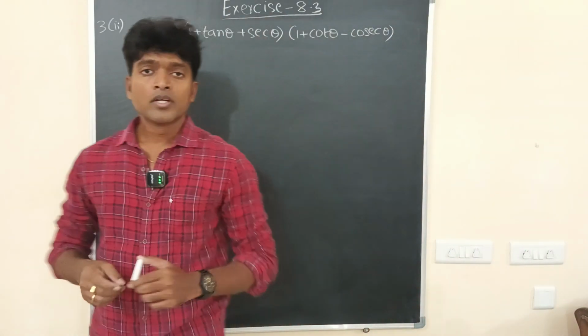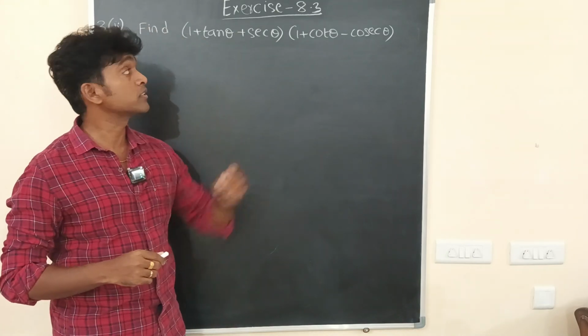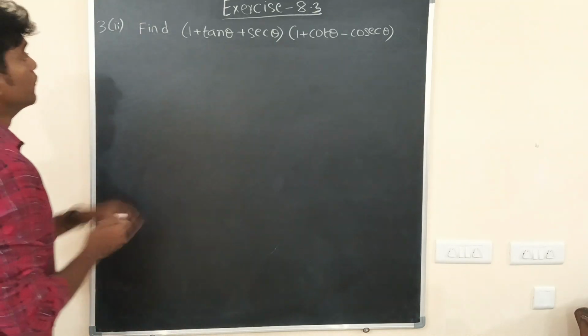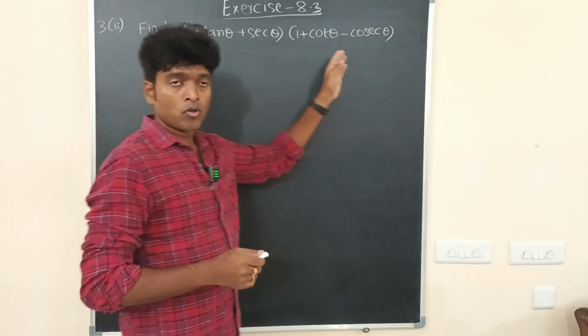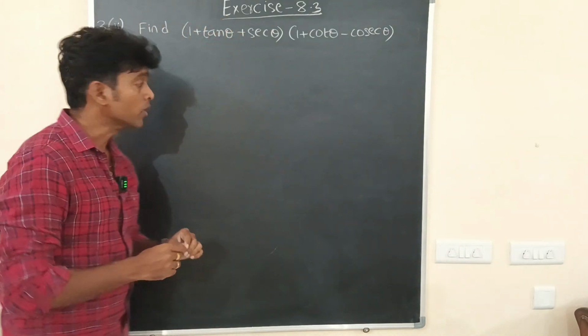Hello everyone. Today let us find this value. This is from the chapter trigonometry and exercise 8.3. Now in this one we have to multiply both these two. But we have to use some of the formulae or some of the logics of trigonometry.